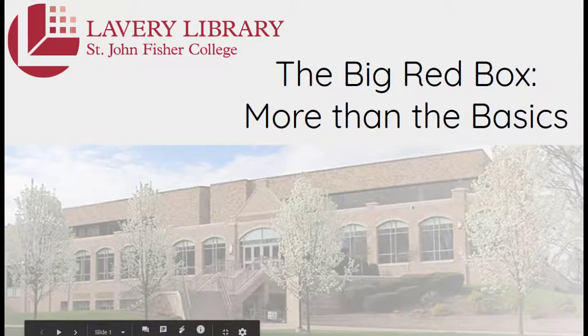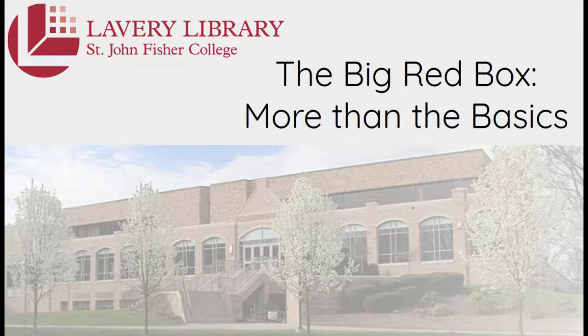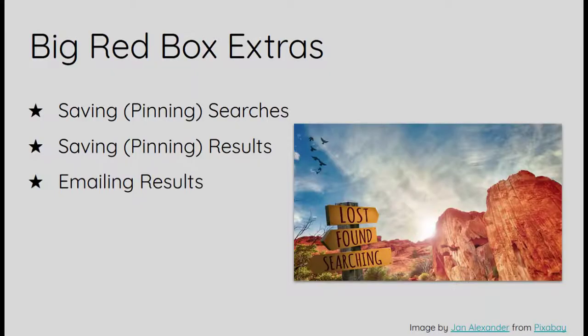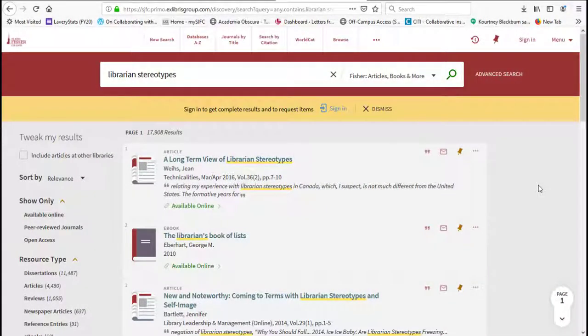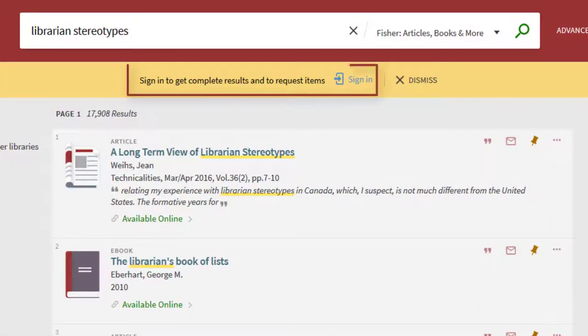This video will dive into a few of the extras you might find valuable when searching with the library's big red box, including how to pin searches and search results, and how to email records to yourself. We've been here before. These are the search results from our librarian stereotypes keyword search before we applied filters. But before we can talk about the extras, we need to sign in first.